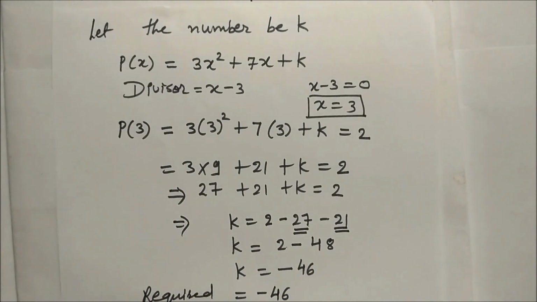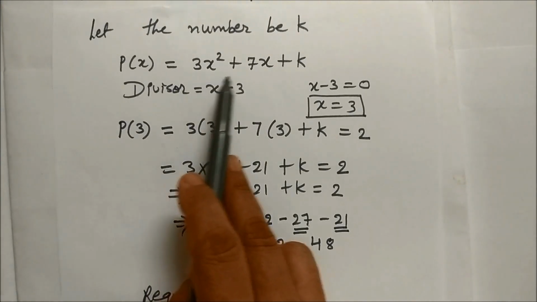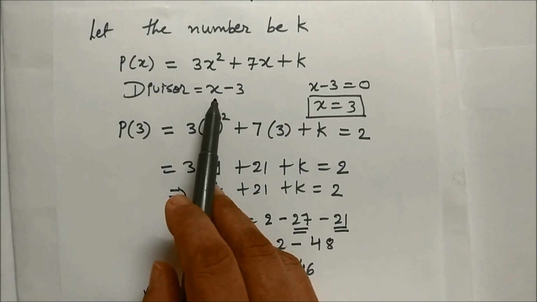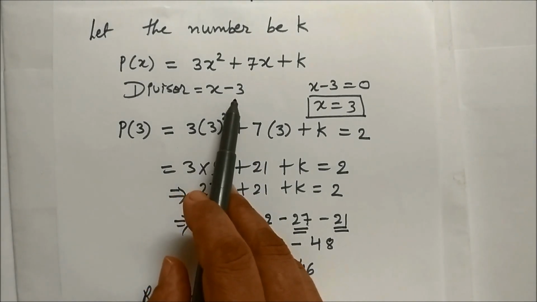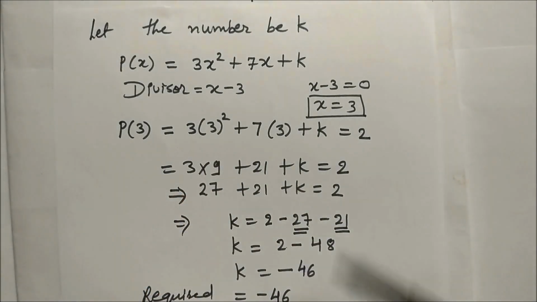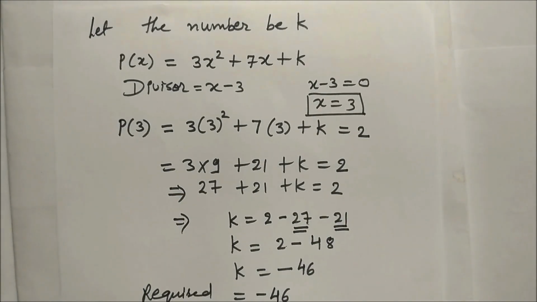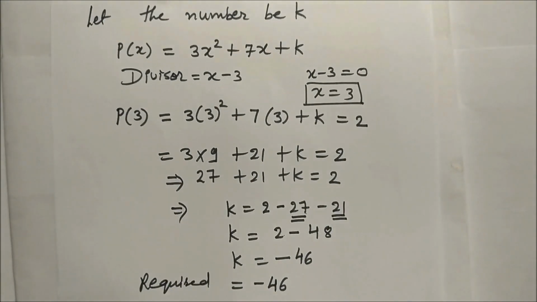So when we add minus 46 to the polynomial 3x square plus 7x and divide the given polynomial by x minus 3, in such case we will get remainder equal to 2. So minus 46 is the required number.